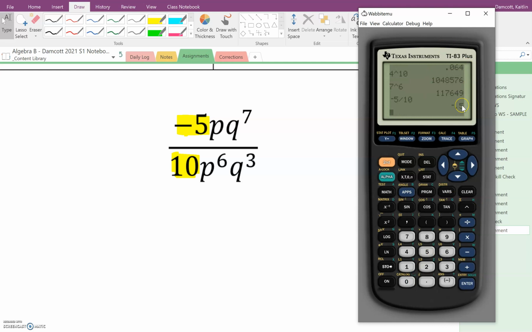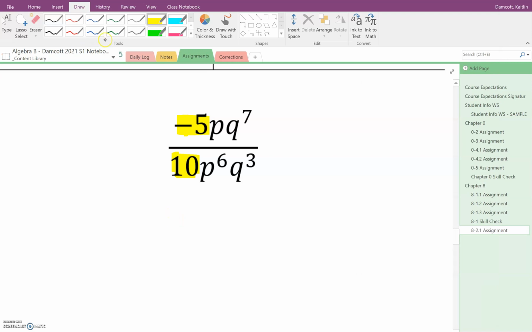It gives me a decimal, but they've given us a fraction to begin with, so we want to try to keep that fraction form. So I'm going to hit math, enter, enter, and it does come out to be negative equals -1/2.